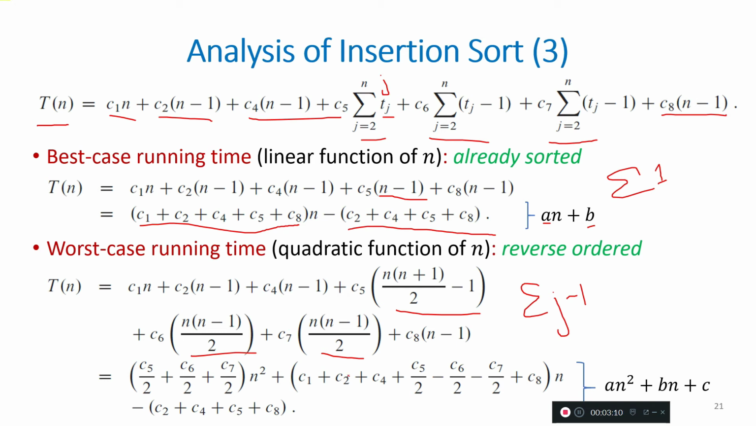Now, if you rearrange these terms again in terms of n, you would get a quadratic equation. So we can say that in the worst case, the insertion sort would be a quadratic function of n.